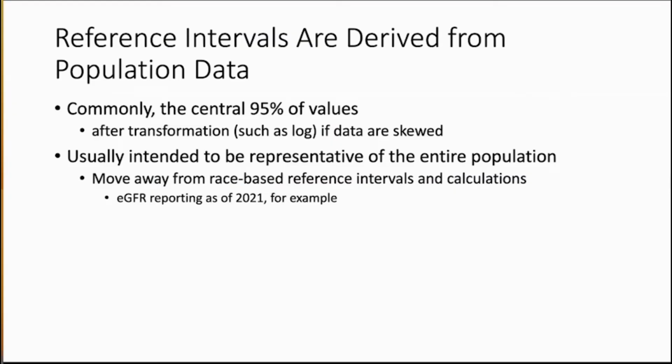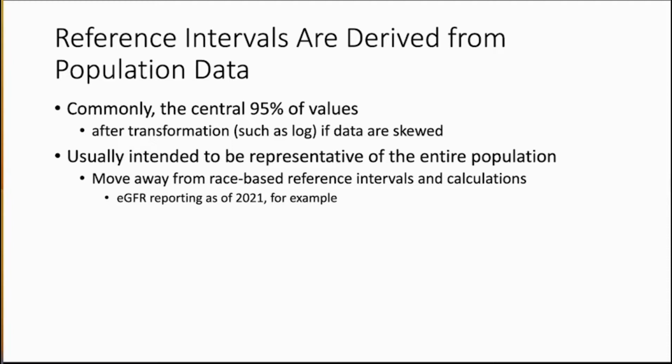And we actually use those population level data to establish reference intervals for most clinical lab tests. And the most common way of defining the reference interval for a clinical lab test is based on the central 95% of the distribution of the values. And if they're not normally distributed, then typically we'll do a log transformation or some other transformation to get them into a more normal shape, and then we'll take the mean and standard deviation of that. So these reference intervals are usually intended to be applicable and representative of the entire population.